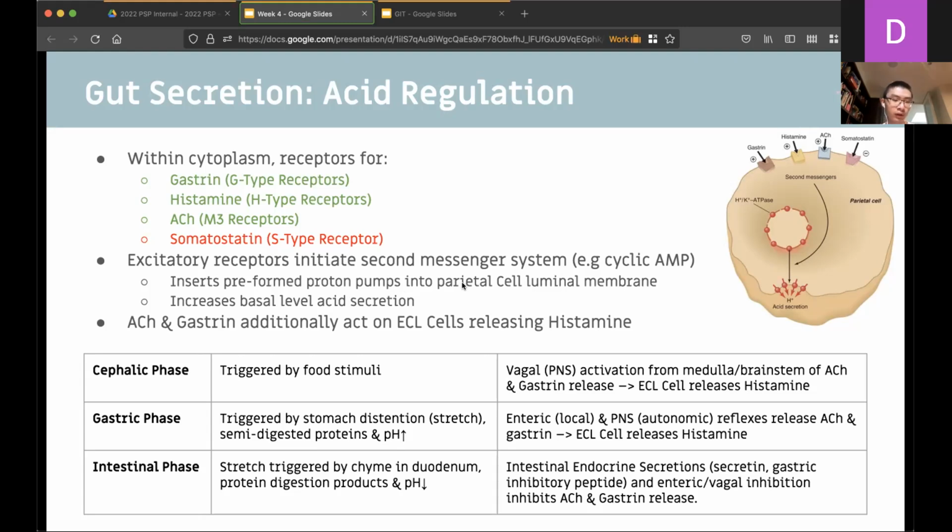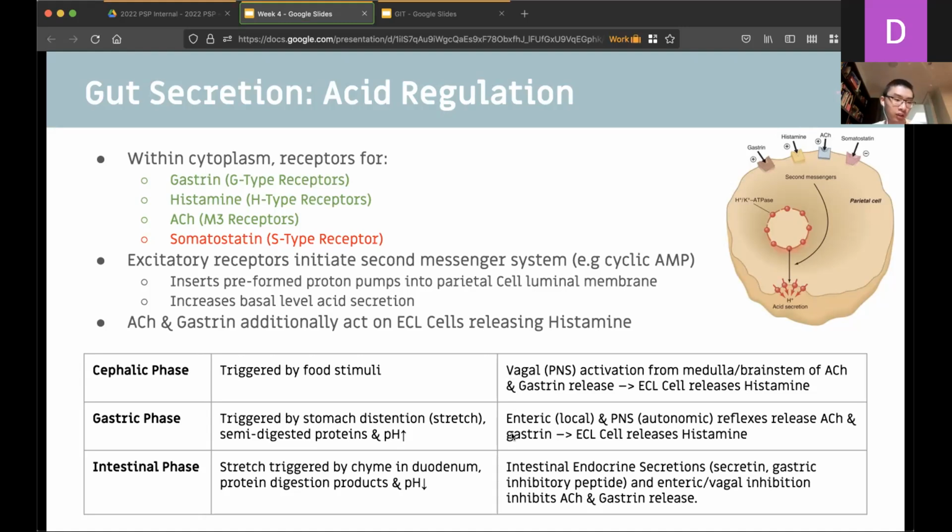Then you've got your gastric phase, where the food has come from the esophagus into your stomach. So then your stomach starts to distend, starts to stretch, and the semi-digested proteins, as well as alkaline conditions, tell your body that, okay, we need a bit more acid to help in digestion. So you've got your enteric, which is the local nerves, and then your PNS autonomic reflexes, releasing acetylcholine, gastrin, and increasing histamine as well to get those proton pumps inserted into the lumen.